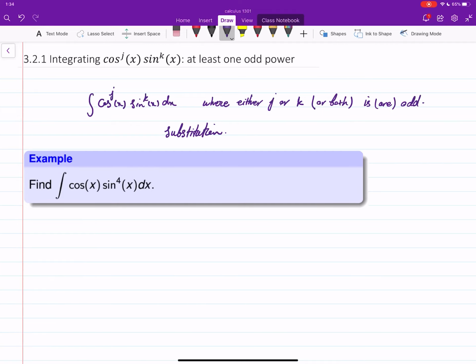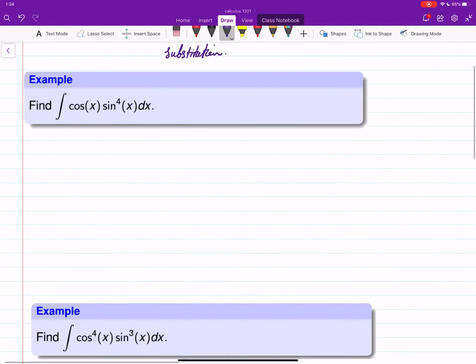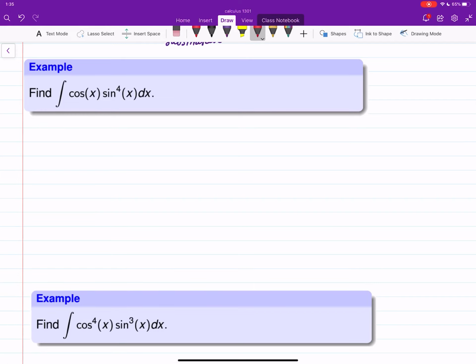How does this work? Let's go through some examples and see how this works. Here, the first example is the integral of cosine x times sine to the power 4 x dx. The cosine power is 1, the sine power is 4. So this is odd and we are in the right place. How can we use this odd power? Let me just rewrite this thing.